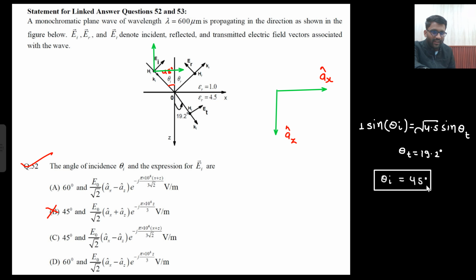And where theta is equal to 45 degree, so only this option is left. These are already cut. And here they are saying that it is in plus AX and plus AZ. So this is also gone. So which option is left? Only C option is left. So this is how you can do this question.